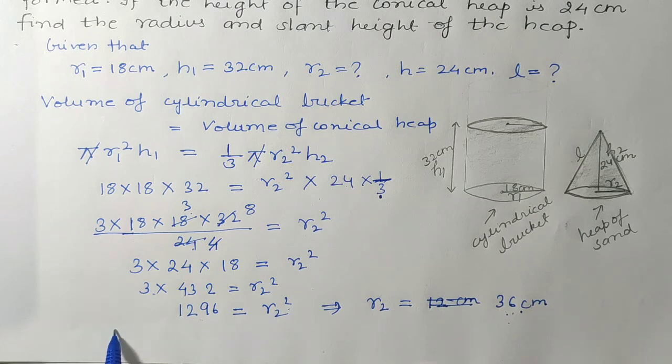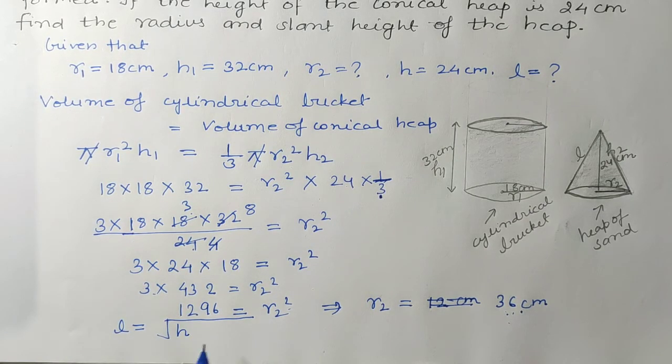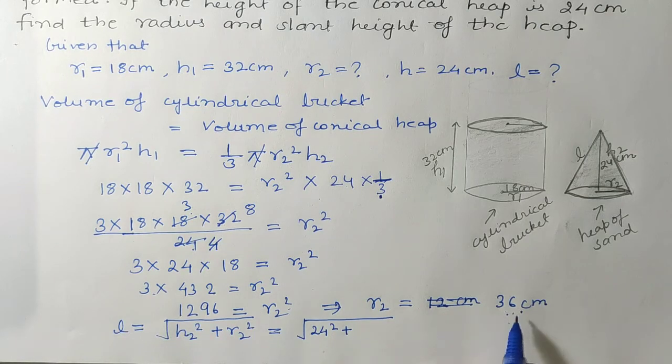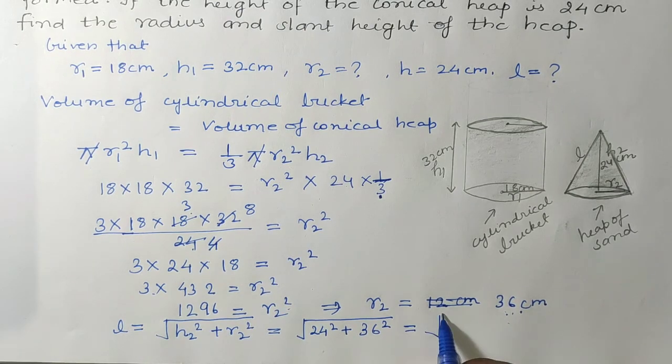Now students, we have to find L. We know the formula of L is what? Under root h square. So here, at the place of h, h2 is there, h2 square plus r2 square. The formula of slant height is: L is equal to under root h2 square plus r2 square. So here we have to do the square of 24 plus the square of the radius, that is 36. Okay, so what will be the value of this? The square of 24 is 576 and the square of 36 is 1296.